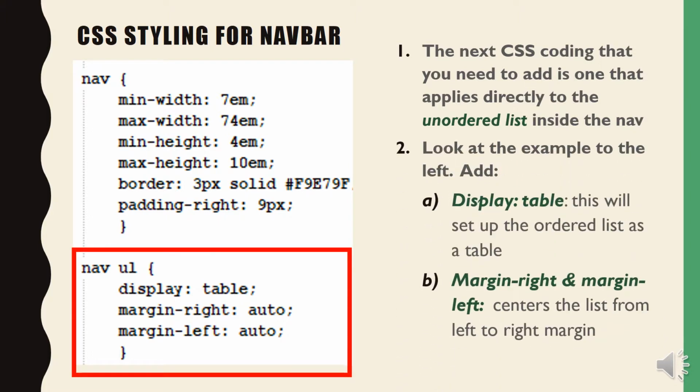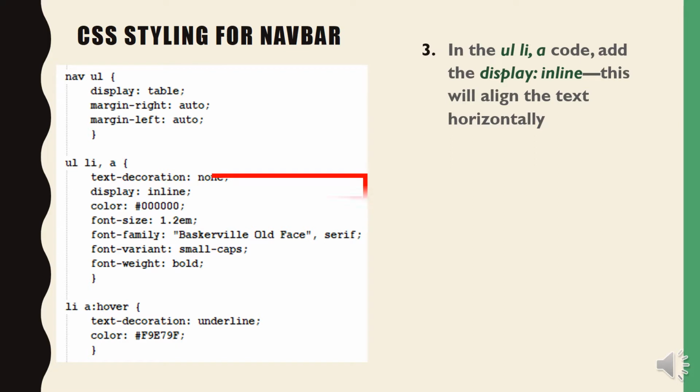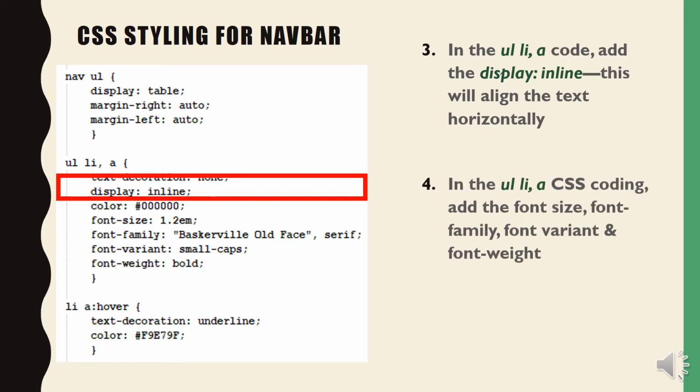Looking at the example to the left, we added display: table. This will set up the unordered list as a table, followed by margin right and margin left, which will center the list from left to right in the margin. In the UL LI A code, add the display: inline. This will align the text horizontally.